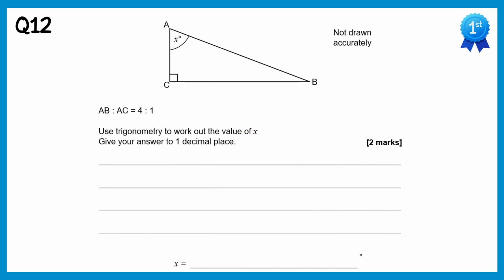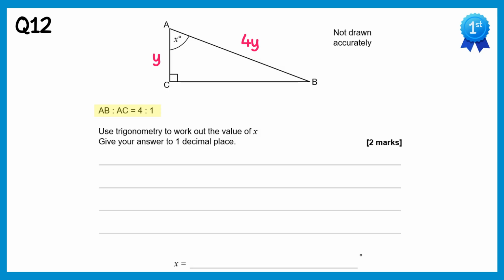In this question, we've been told the ratio of AB to AC is 4 to 1. This just means that AB is 4 times as long as AC. So let's call AC some letter, let's call it Y, and then AB will be 4 times as long as that, which is 4y. Then we've been asked to use trigonometry to find the value of x.